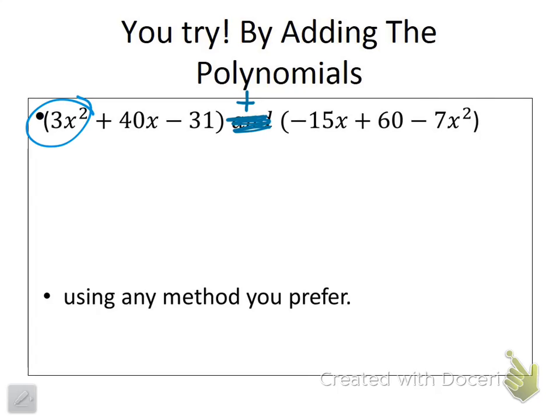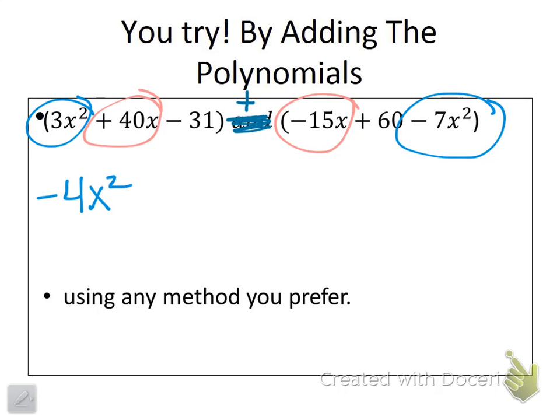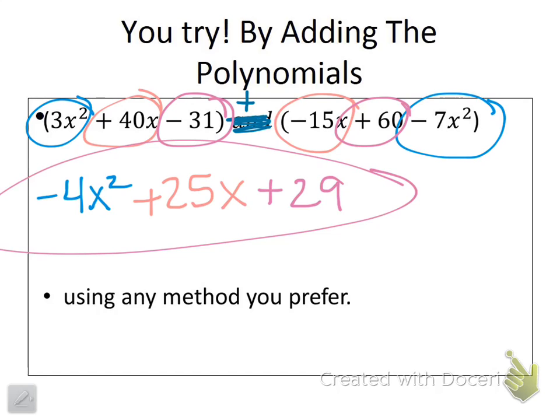So I'm going to have 3x squared and negative 7x squared, because they're not written in order. So we got 3x squared plus negative 7x squared is negative 4x squared. 40x and negative 15x is going to be positive 25x. And negative 31 plus 60 is going to give me a positive 29. Okay, make sure it's written in standard form. So we got our x squared, our x, and our number at the end.